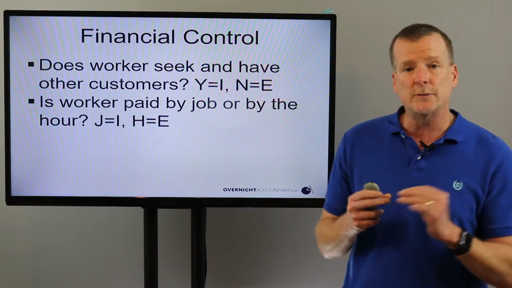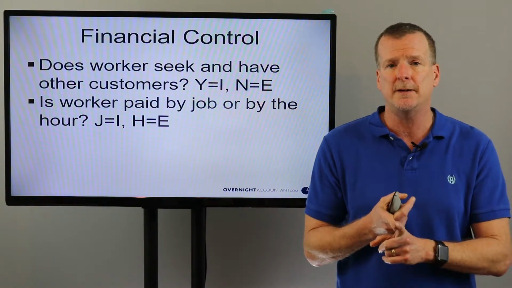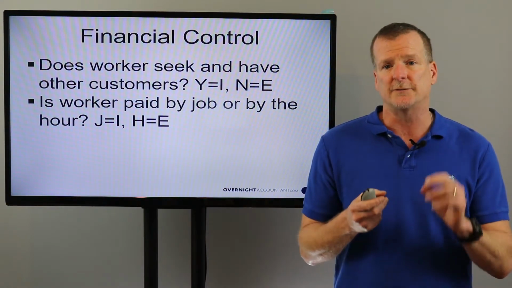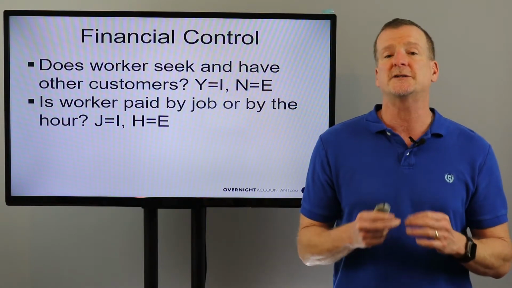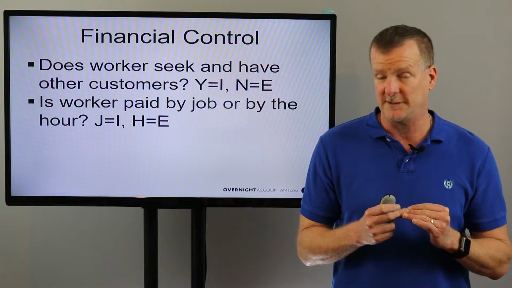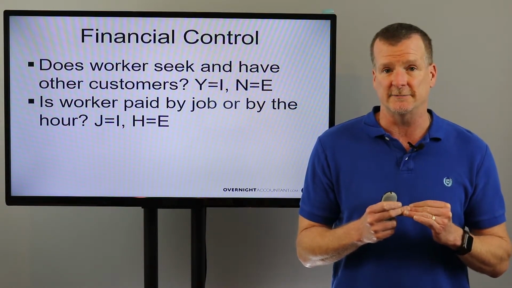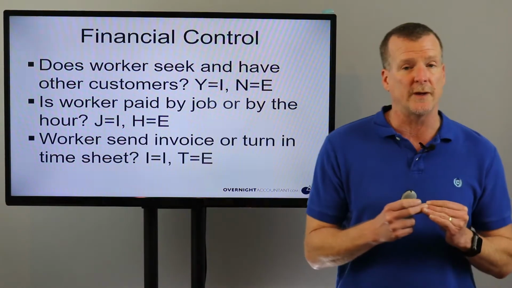Here's kind of a big one too. How do you pay the worker? Is the worker paid by the job or by the hour? Do they give you an invoice or not? If the worker's paid by the job, they're more likely to be an independent contractor. If they turn in a timesheet to you in some manner and you pay them from that timesheet, specifically if you pay them with other employees at the same time, there's a good chance that individual's going to be found to be an employee.